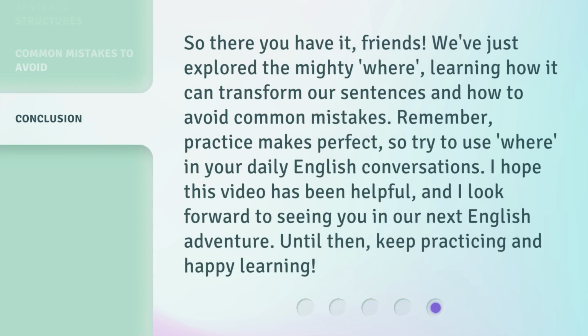So there you have it, friends. We've just explored the mighty where, learning how it can transform our sentences and how to avoid common mistakes. Remember, practice makes perfect, so try to use where in your daily English conversations.